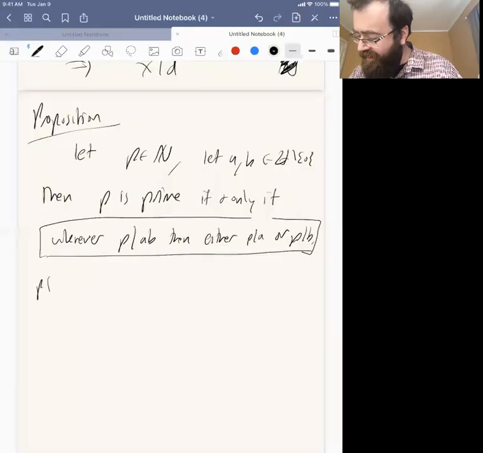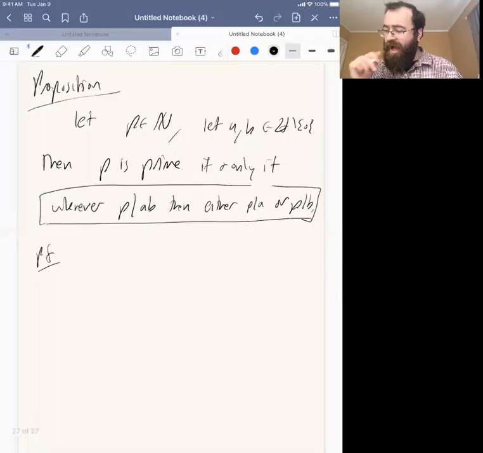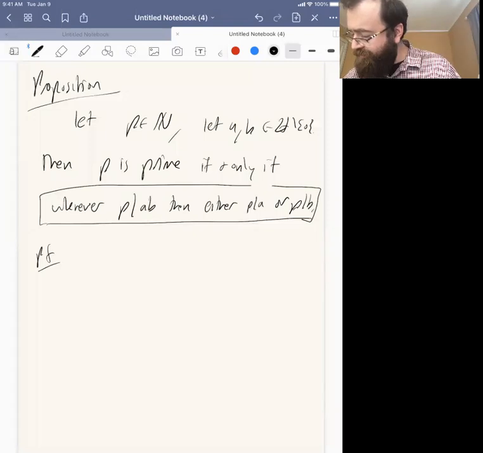Okay, so this is a very, very important fact in elementary arithmetic. So let's prove it. So we're going to prove the forward direction, if P is prime. So let P be prime.